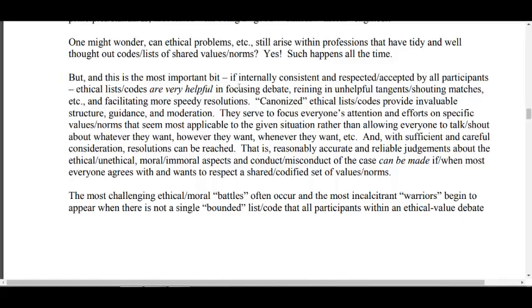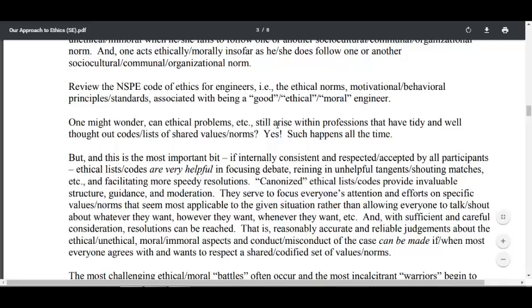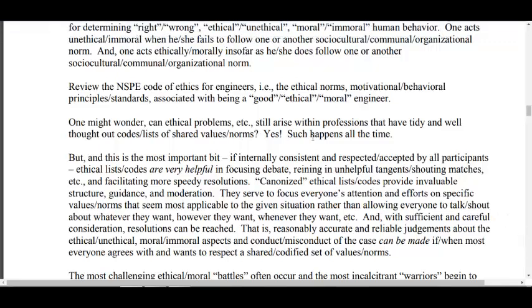But those norms may not be the same as some other profession, because the way professions do their service or their job varies. But either way, if there's a list and it's a good list, well thought out and crafted over many, many years of the profession, it can be so very helpful. We can home in, interpret, and get to work. Does this mean that ethical problems can't still arise within professions that have tidy and well thought out codes and lists of shared values or norms? Yes, absolutely. There will be cases.